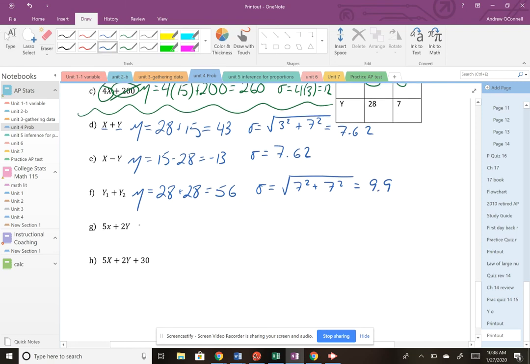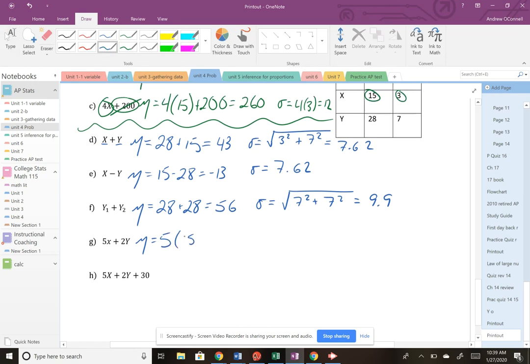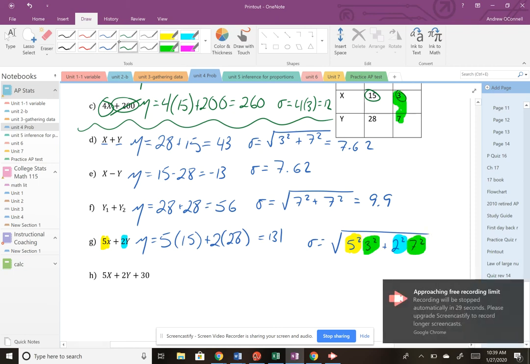And then G, mean should be basic. 5 times 15 plus 2 times 28 is 131. Standard deviation, this is a little bit different. You have to remember that it's going to go 5 squared times 3 squared, plus 2 squared times 7 squared. This is coming from this. This is coming from this. Whereas our actual standard deviations or variances are coming from up here. And that was 20.52.